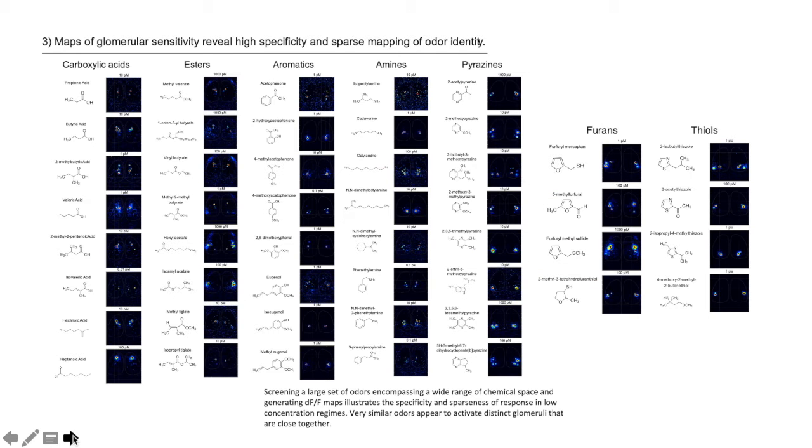We screened a large set of odors encompassing a wide range of chemical space and included odors from several different chemical categories. By generating delta F over F maps, we can see the specificity of their response. Presenting these odors at nanomolar concentrations reveals very sparse mapping of odor identity.